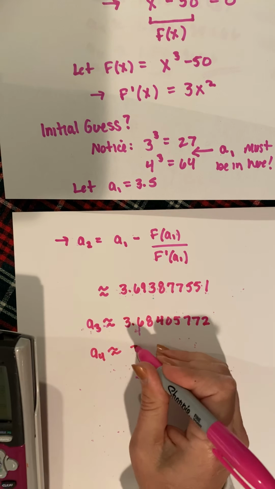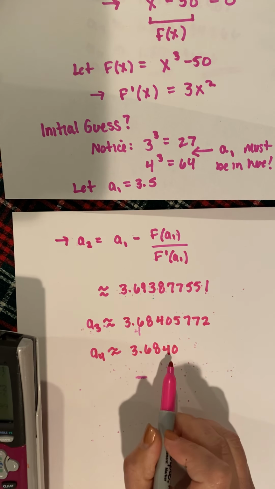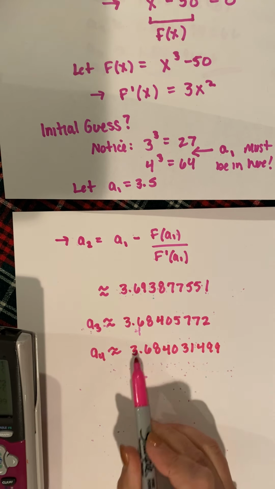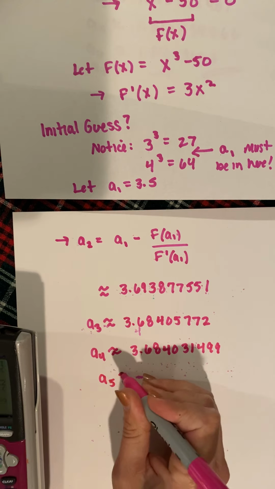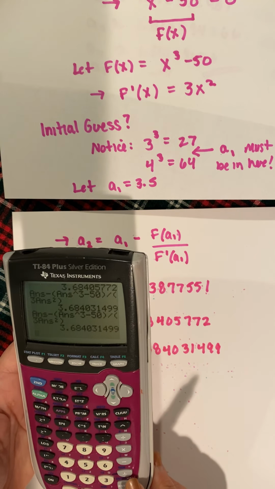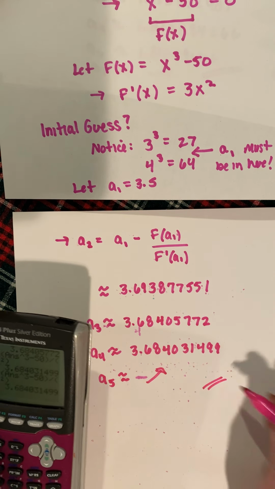We can see that the numbers are getting more and more similar. 3.6840, so we're accurate out to 4 places right now. 3.68403149, because they match up to the previous answer up to 4 places. We want to keep going till our numbers are identical as far as our calculator gives them to us. Oh, and there we go. We're repeating: a5 is the same as a4. So that didn't take very long.